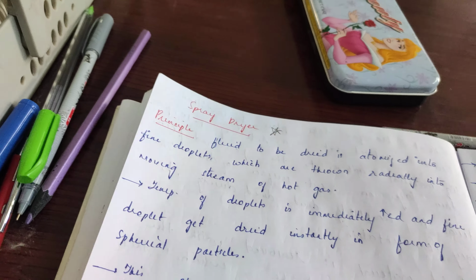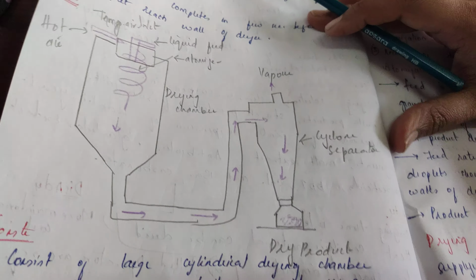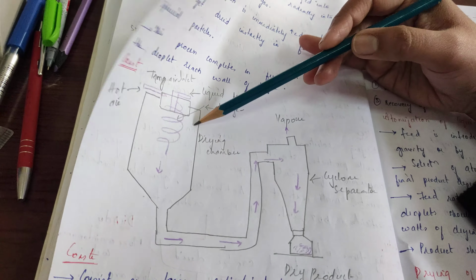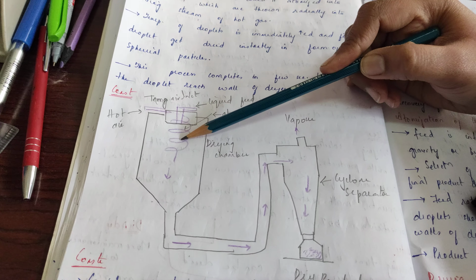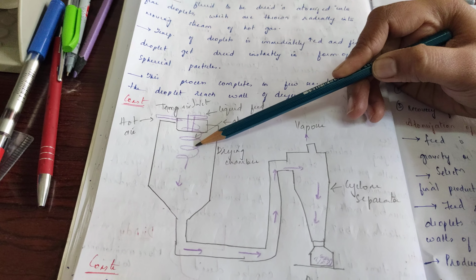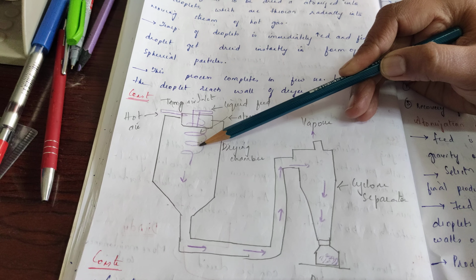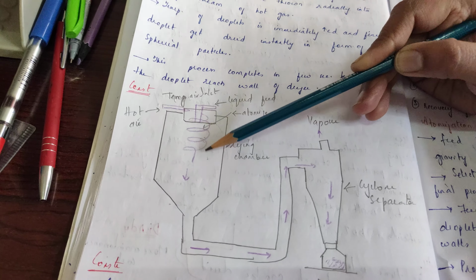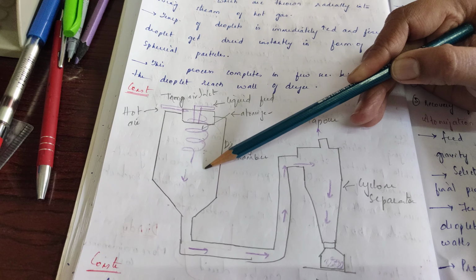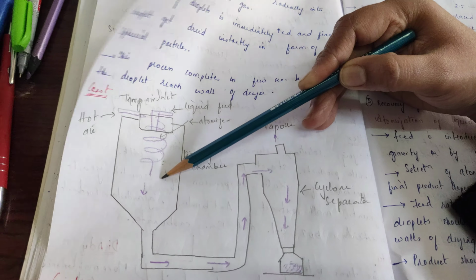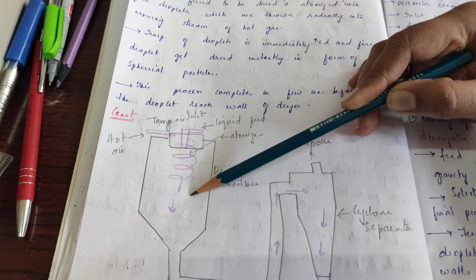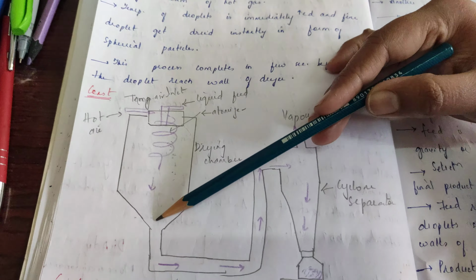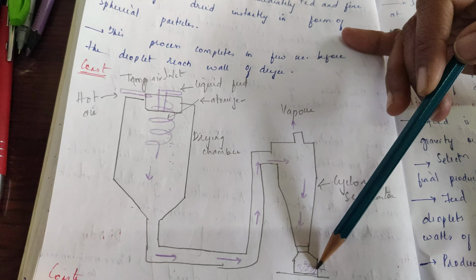Okay, so the principle of this spray dryer, it looks like this, and the principle here is that the fluid droplets are atomized, matlab sprayed, into fine droplets, and these fine droplets are allowed to come in contact with the hot air. Whenever the fluid in the form of spray comes in contact with the hot air, the particles get dried completely, and the dried particles are collected here in the receiver.